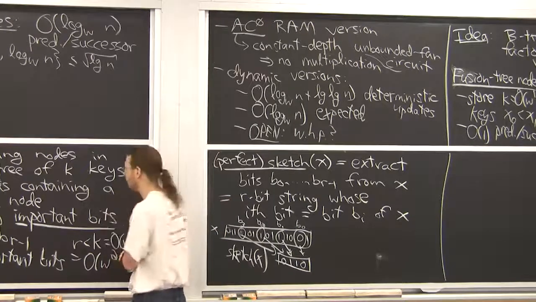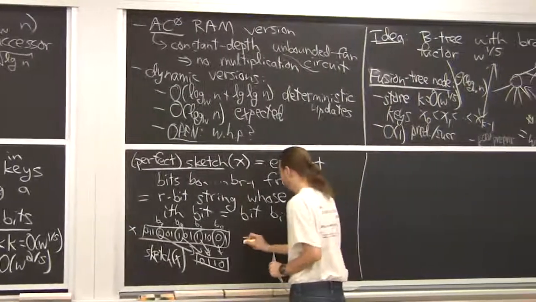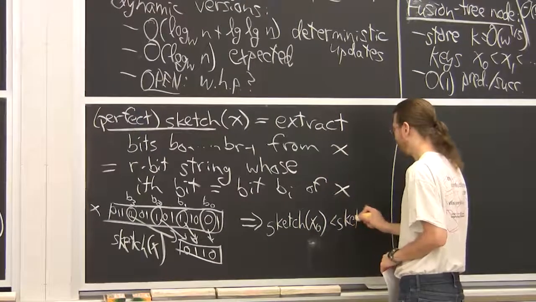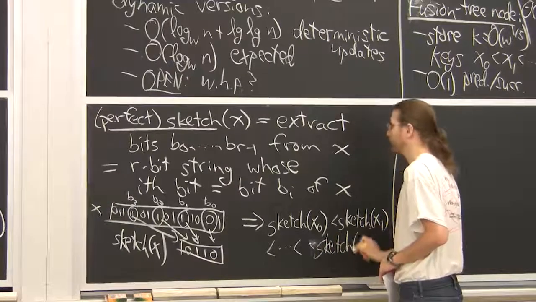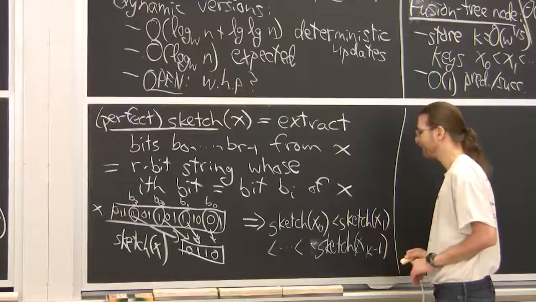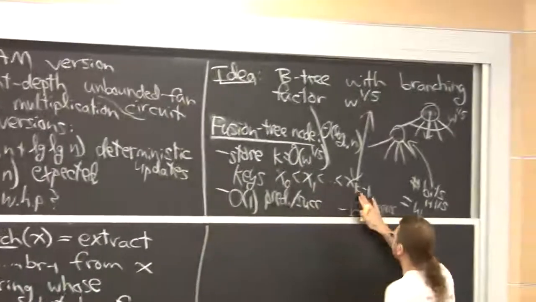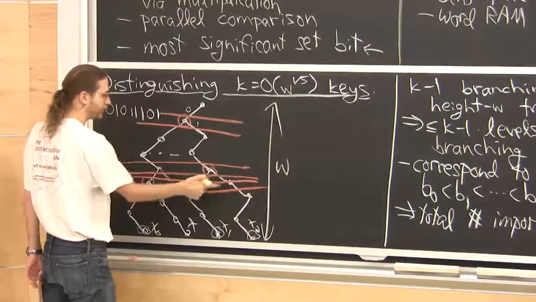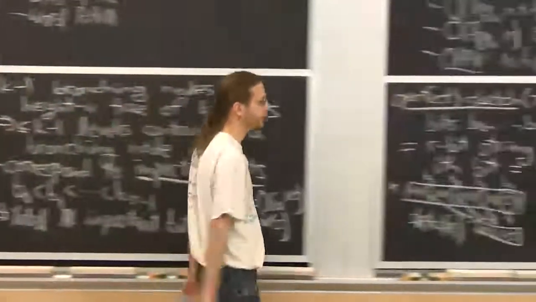So, perfect sketch is good because it implies the following nice property. If you look at the sketch of X0, that's going to be less than the sketch of X1, and so on, less than the sketch of X k minus 1. The sketch preserves order. We assume that X0 is less than X1 is less than X k minus 1. Because we're keeping all the bits where the xi's get distinguished, it doesn't matter whether we kept these, but in particular we keep the bits that have all the branching nodes, and that will preserve the order of the xi's. So we know that the order of the xi's is preserved under sketching.